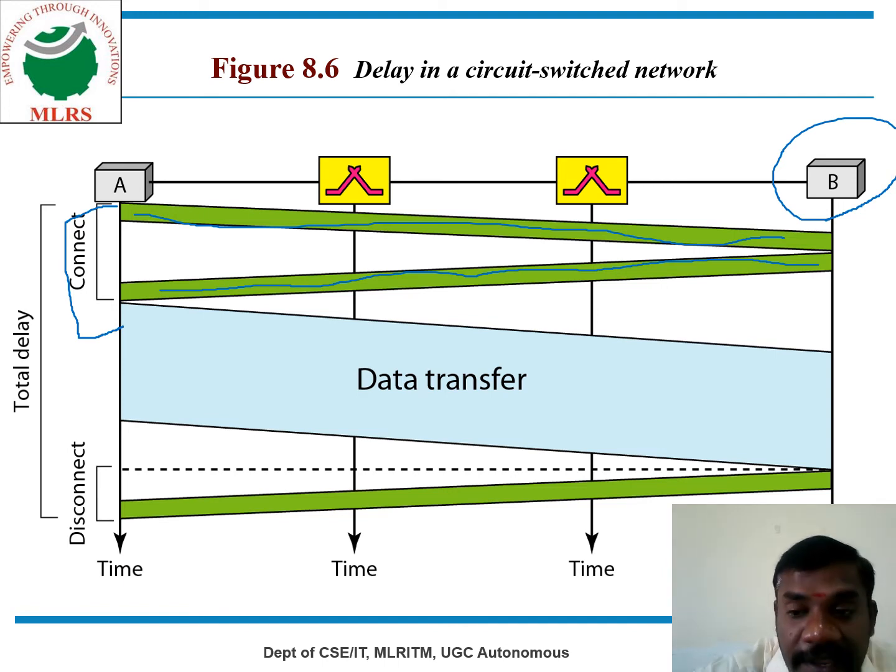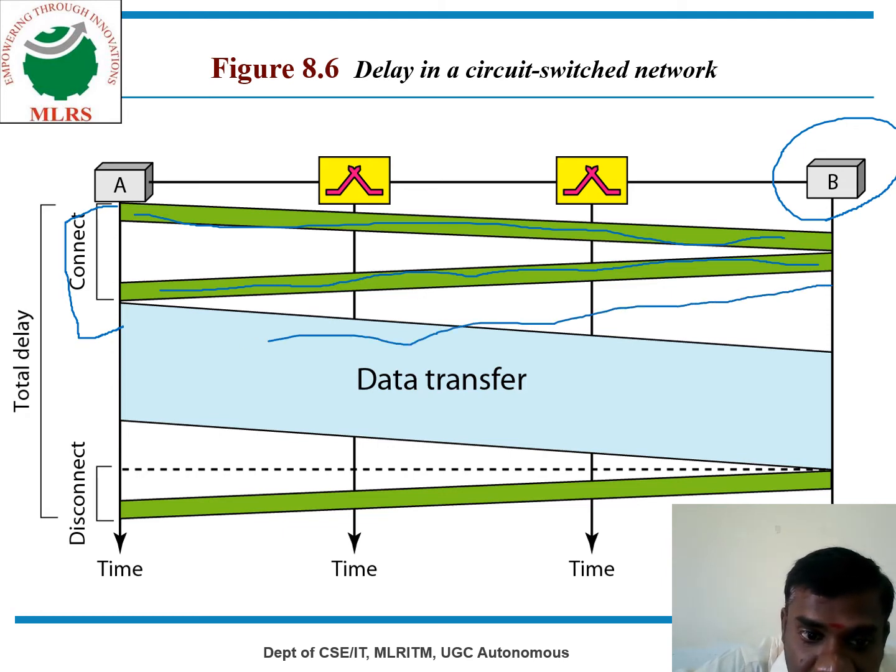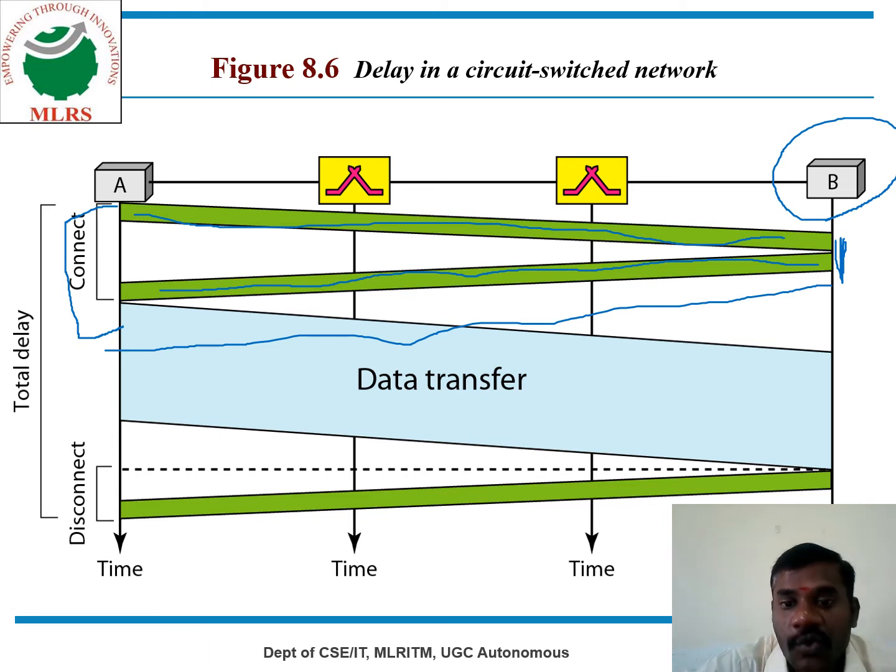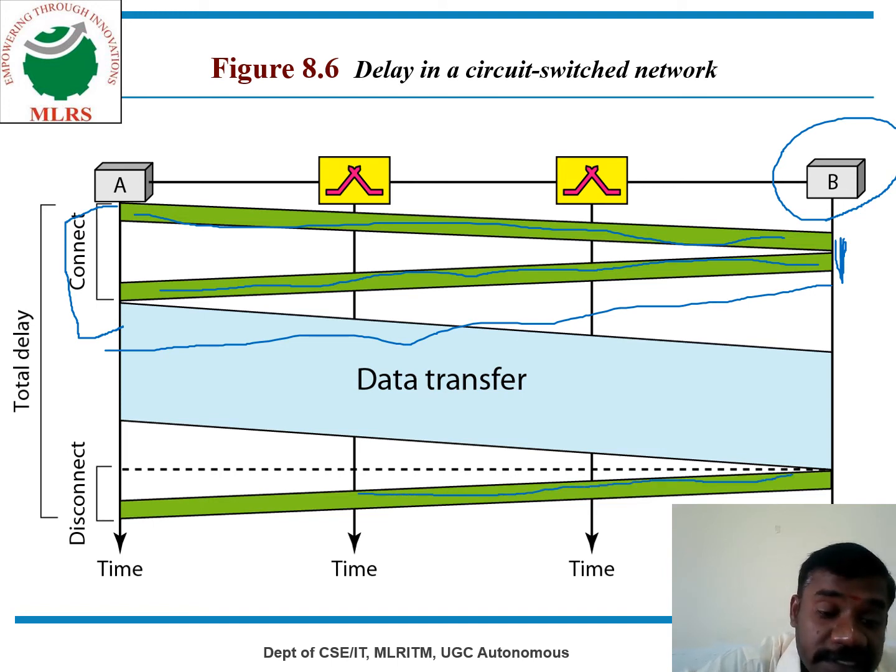Suppose B is free. Immediately it may be able to connect. Suppose B is not free, it will take time. See here, acceptance will come from here. This period is nothing but the waiting period. Once the connection is established, data transfer will take place. Once the data transfer is completed, it calls for the tear down phase, that means disconnecting the connections.